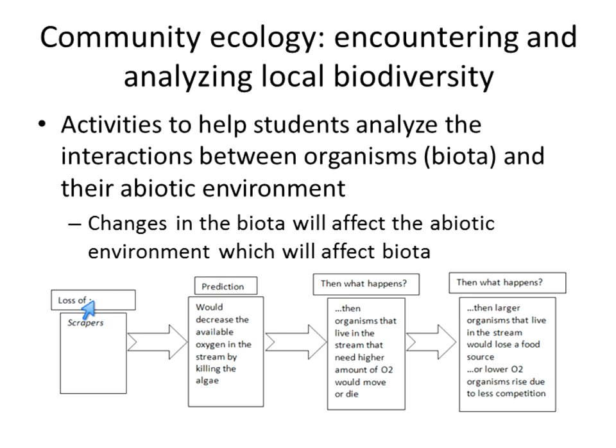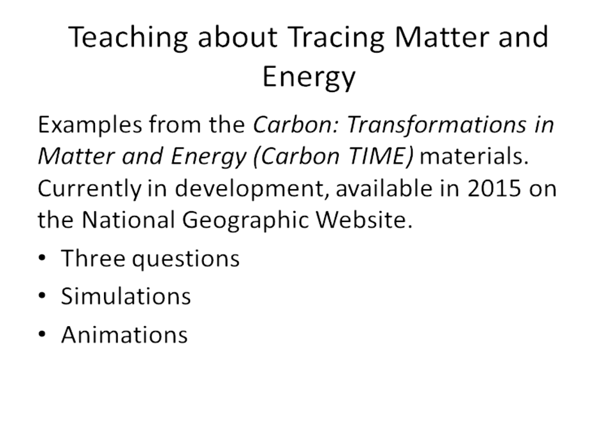The organisms that live in the stream that need a higher amount of oxygen would move or die, and then what would happen? And so you can challenge students to look for the mechanism of how these organisms are related to each other, and then so that students aren't just thinking in a linear way, you can step back and have a larger class discussion and draw a really big interaction web on the board of what are all the different ways a loss of or gain of scrapers might change the interactions in this ecosystem.